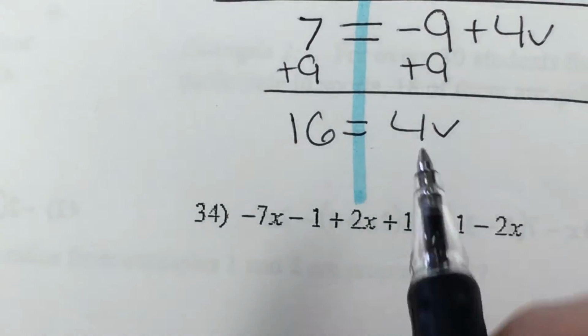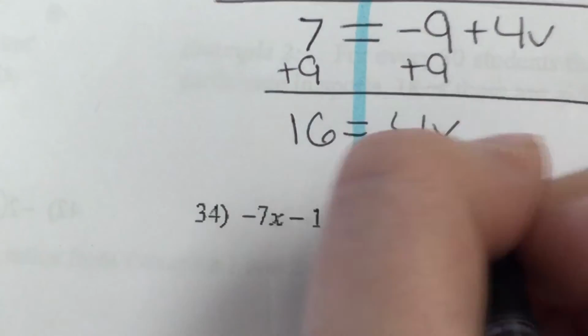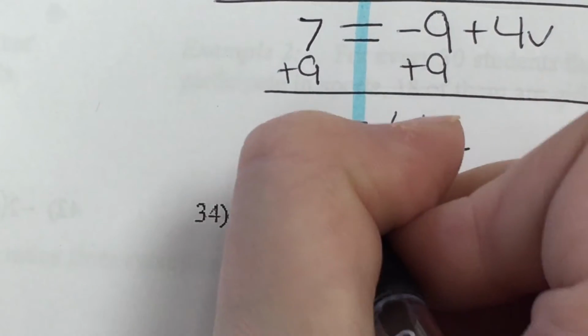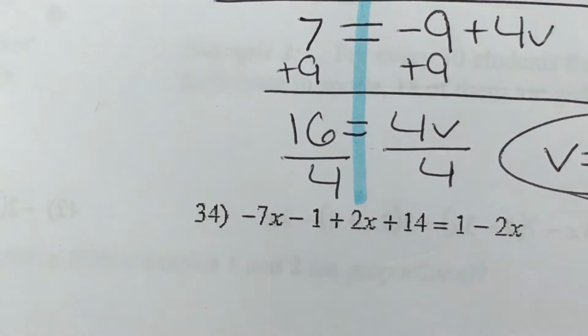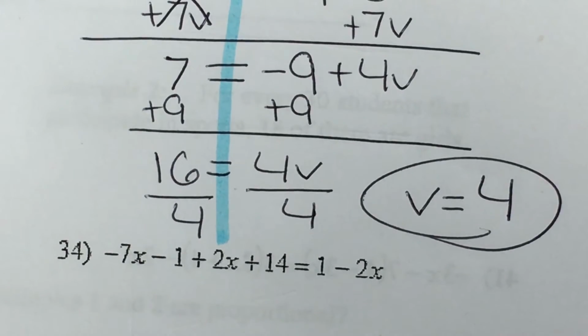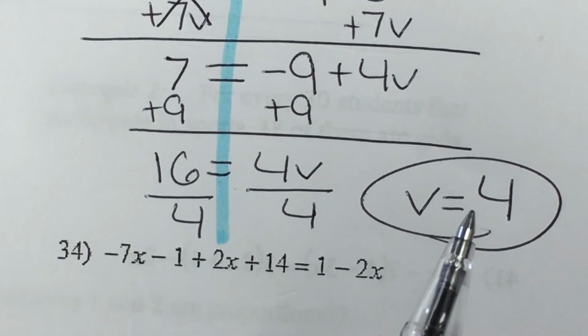And then my last step, let's use that inverse operation to get v by itself. This right now is multiplication, so I need to divide out that 4. And v equals 4. Oops. So for this one, because we actually get an answer for our variable, there's only one answer that v can be, and that is 4.